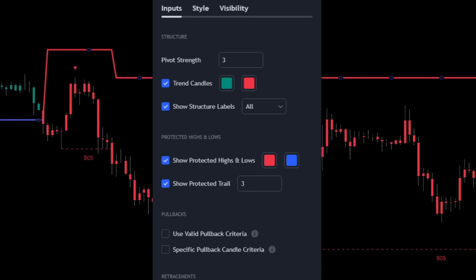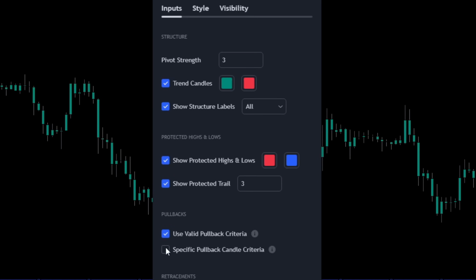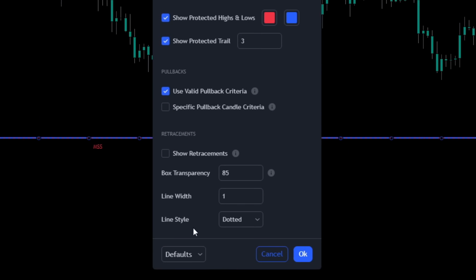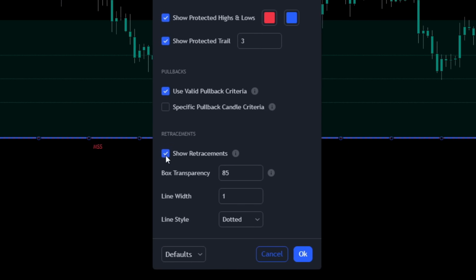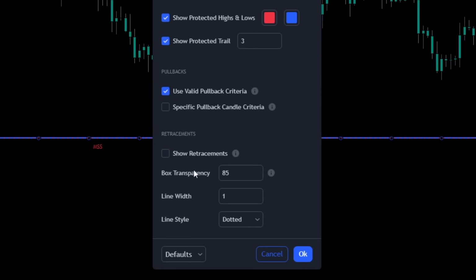As for the pullback setting, you want to check the first box here, and you can leave the second box here unchecked. And as for the retracements, you can see that we can show retracements here. This is something you actually can do, and I want to show you guys later on in this video what this setting actually does. But for now, let's keep the settings exactly as we have it right now, and now go down here. Now we're ready to go down and press OK.